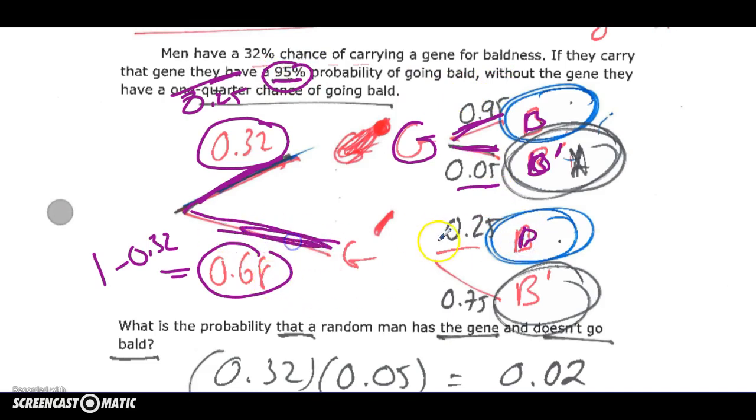So let's go down here. I don't have the gene. 1/4 of the time I go bald. That means 3/4 of the time I do not go bald, or 0.75. So if the question is this, if I just choose a man at random, what's the chance that he has the gene and doesn't go bald?